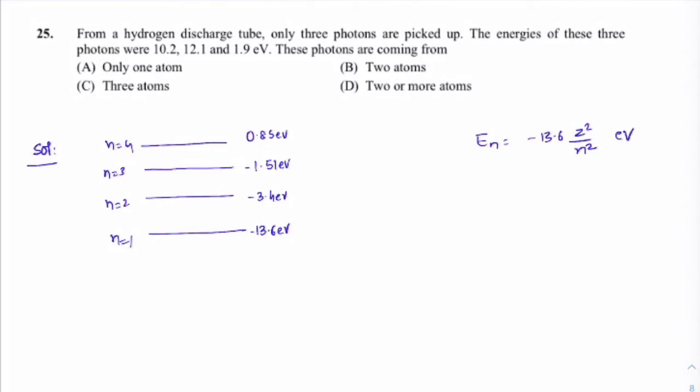Now check out the energy difference here. The difference between these two is approximately 10.2 electron volts. And if you see the difference between these two, it is around 1.9 electron volts. And the difference between these two is around 12.1 electron volts. I think these are the values he has already given.